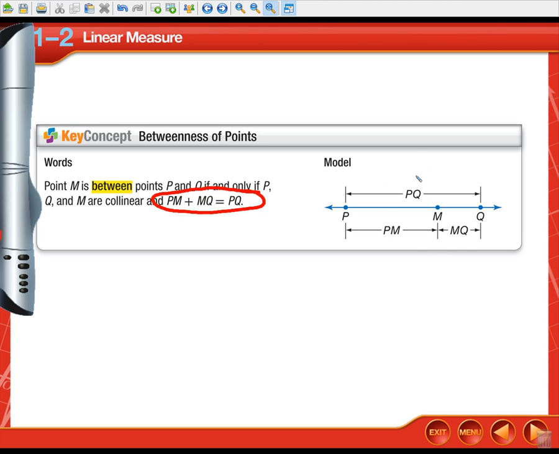Likewise, if I said this whole thing is 20, and MQ over here is 5, what's PM? Hopefully you're thinking about how we could do that. If we know this whole thing is 20 and this is 5, that means this right here has to be the difference between 20 and 5. So this would have to be 20 minus 5. This would have to be 15. Okay, hopefully that makes sense. We're going to do some examples that will help us along the way.